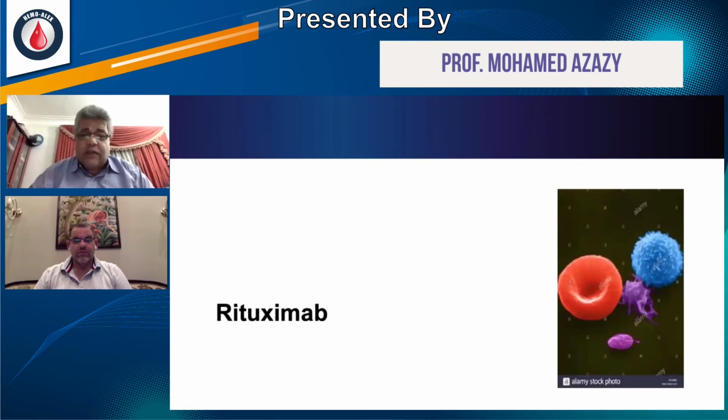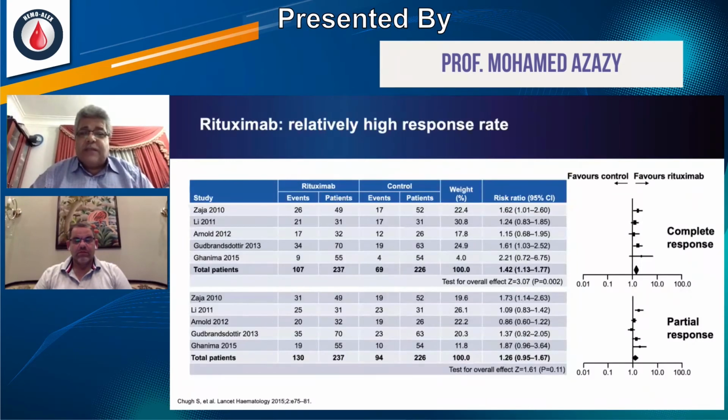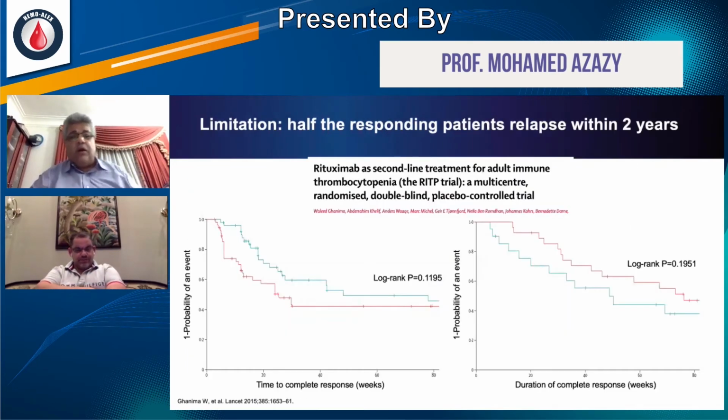A little glimpse on rituximab. The drug has been studied carefully and quite well. A relatively high response rate was observed. Those who are in favor of or against the drug go for the favorable rituximab response. The complete response can be reached in plenty of patients, as well as partial response. This has been documented by Daga et al., Lil et al., Amond et al., and the total number of patients studied was quite enough to judge that they all did well. Limitation, however: half the responding patients relapsed within a period of 2 years.